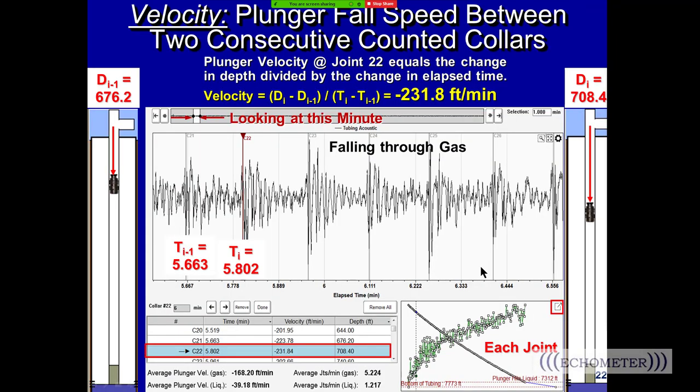So how do we get the fall velocity? Well, it's really just as simple as saying here is a time at this collar echo, and here's another time at this collar echo. So this is 5.663 minutes and 5.802 minutes, and this is the elapsed time if you just take the difference. And you know the average joint length, so you can calculate the fall velocity as the average joint length divided by the change in time, and that gives us the fall velocity through the joint 21 through 22 collar, and there's our average fall velocity.